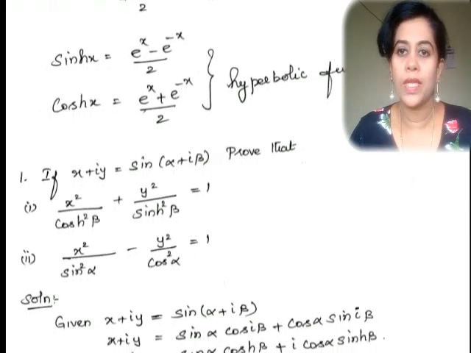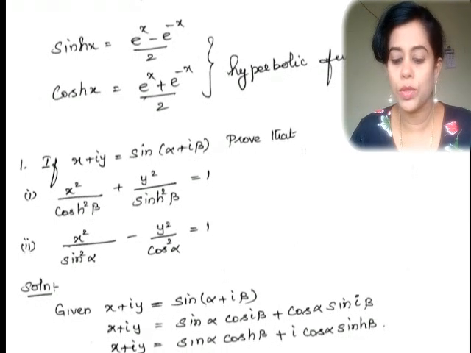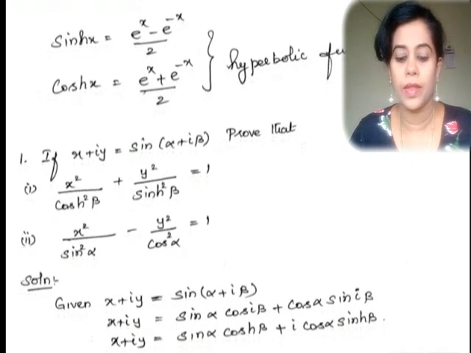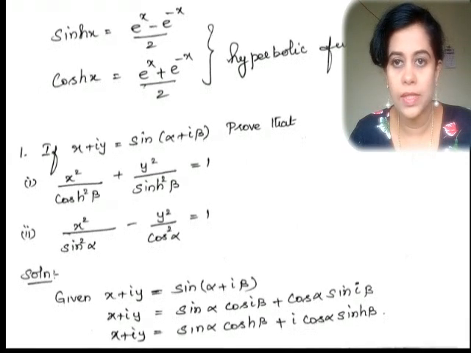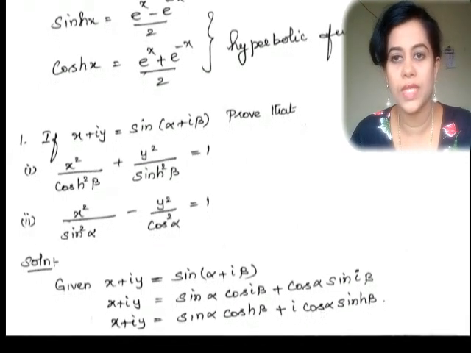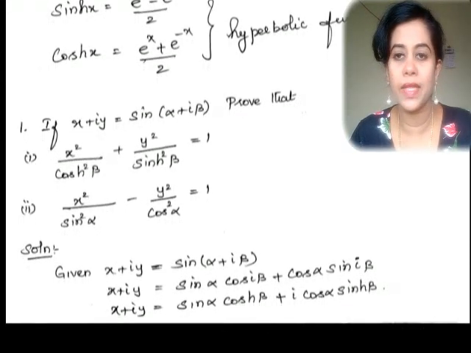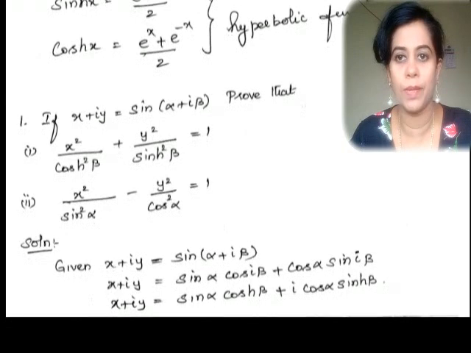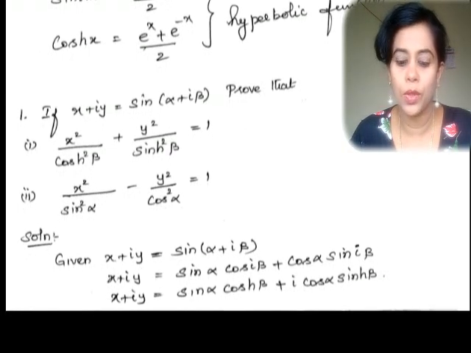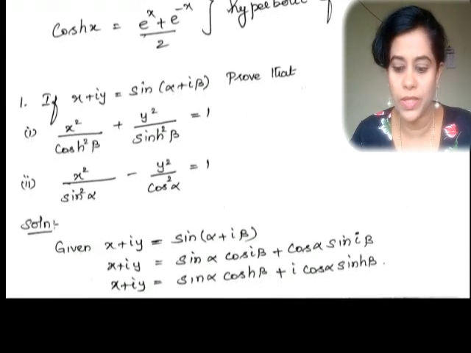Let me start with the given conditions. The condition says x plus iy is equal to sine of alpha plus i beta. Then we know that sine of a plus b is equal to sin a cos b plus cos a sin b. According to that, we can write the expansion of sine of alpha plus i beta here: x plus iy is equal to sine alpha cos i beta plus cos alpha sin i beta.